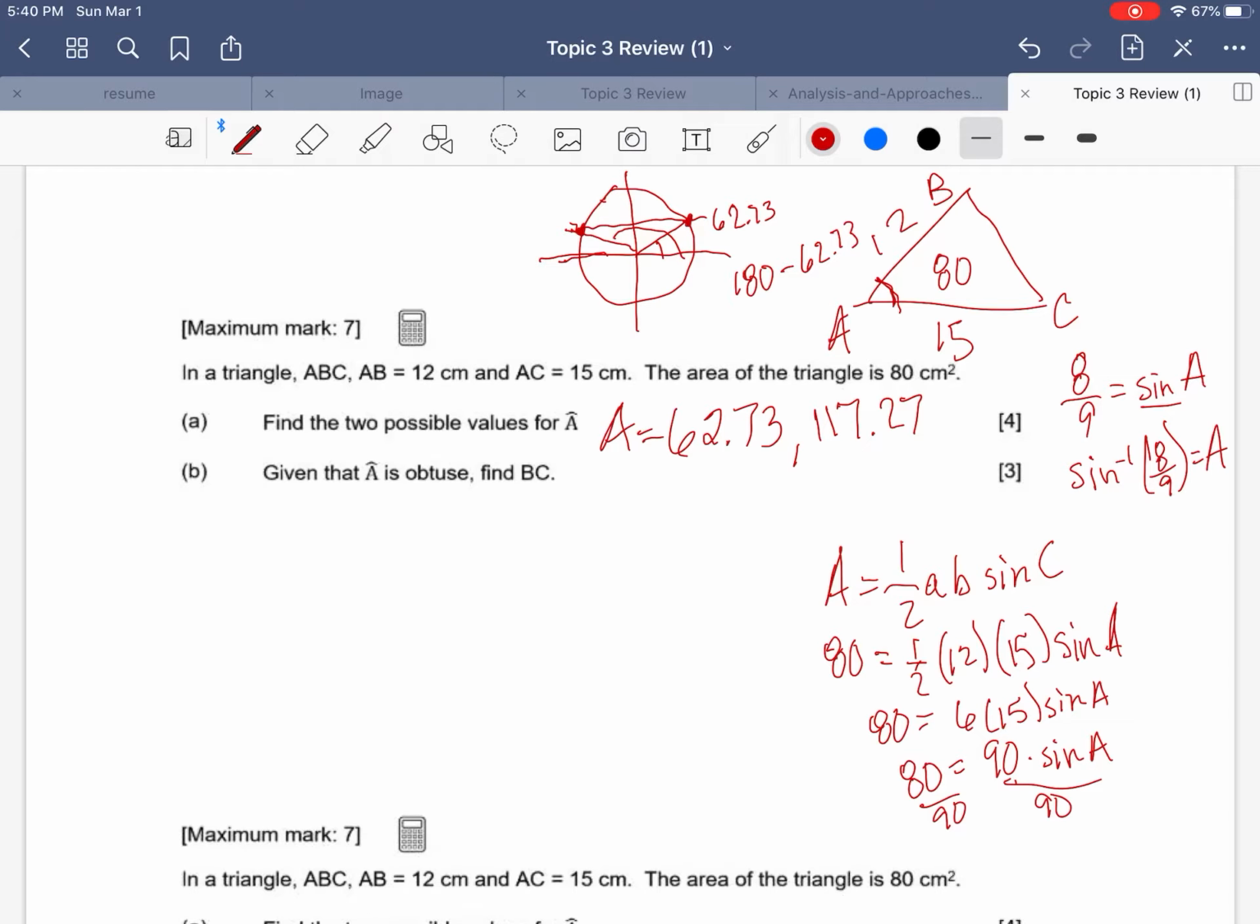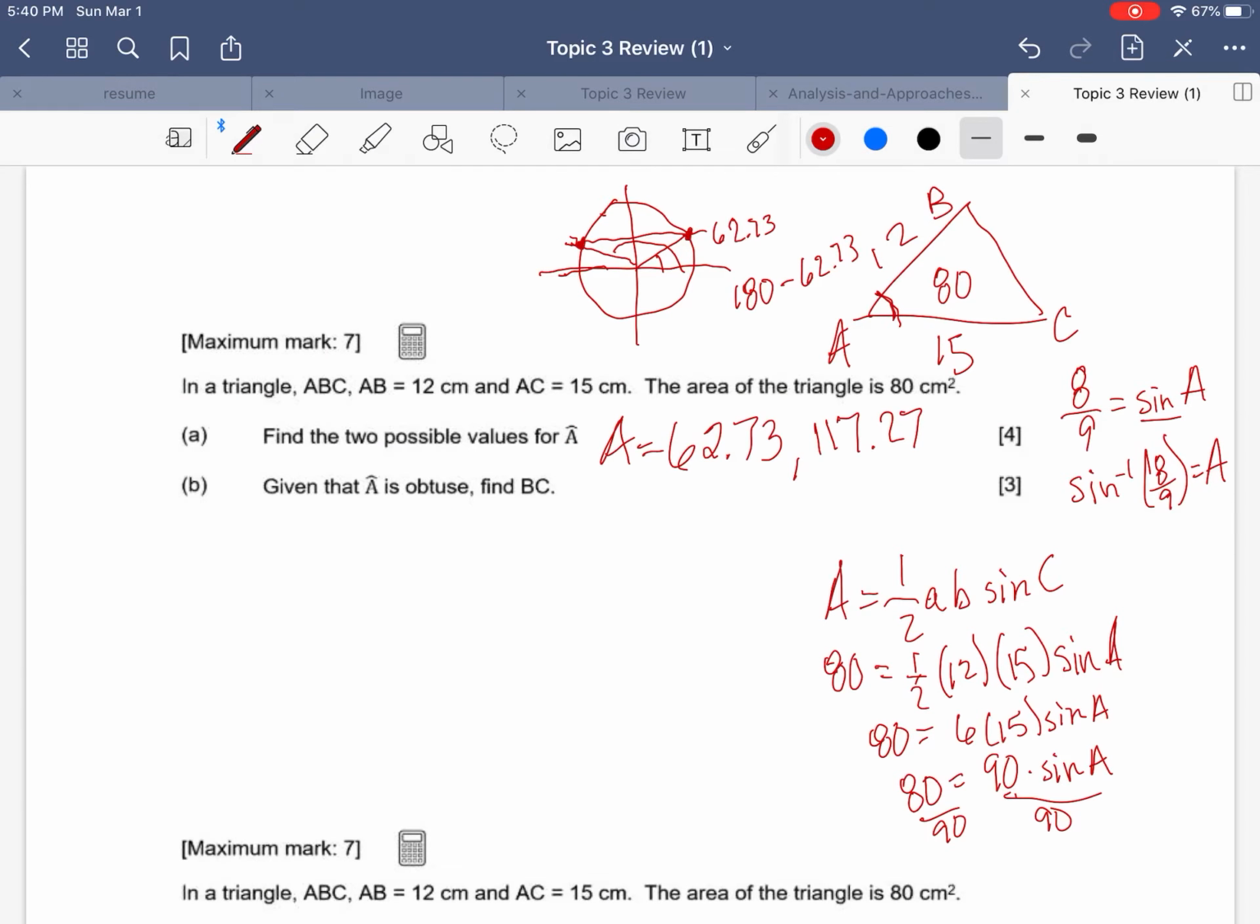And it says, given that angle A is obtuse, so we're going to assume that we have the obtuse triangle. So instead of having the acute triangle, we have the obtuse triangle. Forgive my triangle. So the obtuse triangle is where A is 117.27. And it says we're going to find side BC. We're going to find this other side BC. So, to do that, we need to use the cosine rule, because remember, we still have two sides being 12, 15, and the angle in between. So that's the cosine rule.